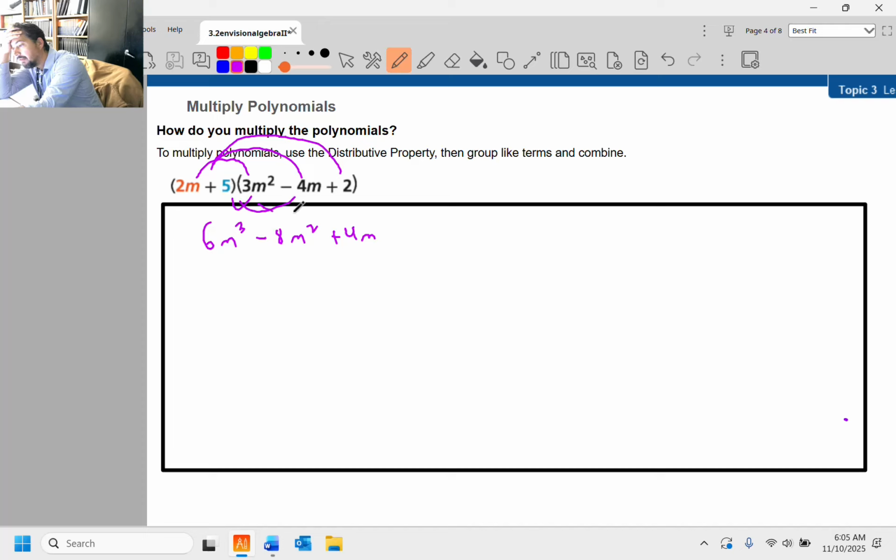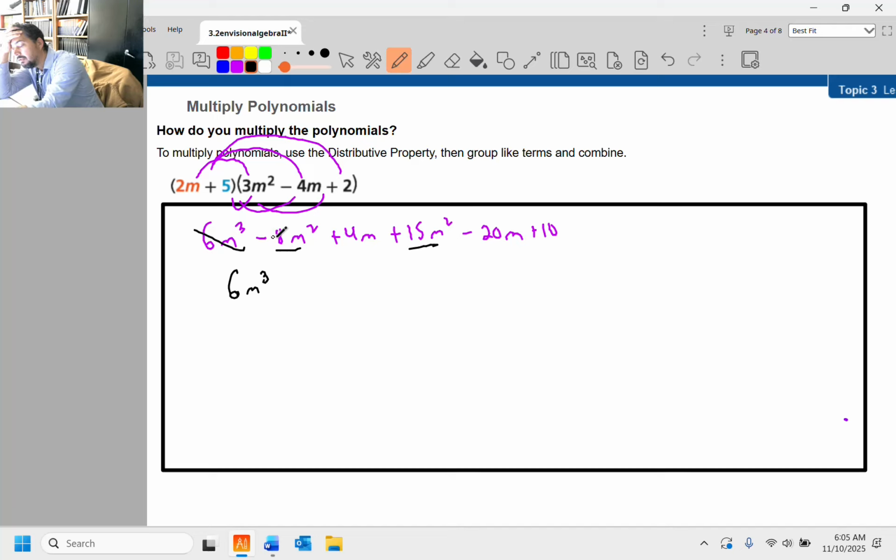Then we're going to distribute that 5. 5 times 3m squared is 15m squared. This is the reason why the distributive property gives kids some issues. 5 times a negative 4m is minus 20m, and 5 times 2 is plus 10. Now, grouping like terms, for some kids, this is a challenge right here. Like, this is a legit foreign language. I don't understand the issue. I just know that it is an issue, so that's gone.